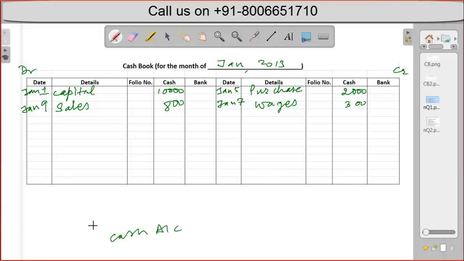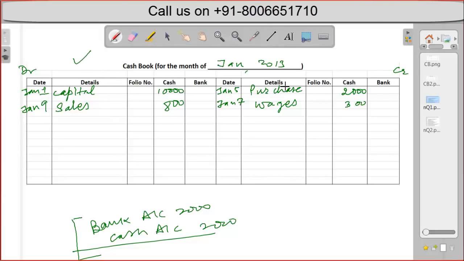And cash gone where? Into the bank, and bank is a personal account, so debit the receiver. Now see, this transaction we will record on both the sides, on the debit side as well as on the credit side. And this transaction is called what? Contra entry. Contra means we are recording the transaction on both the sides.